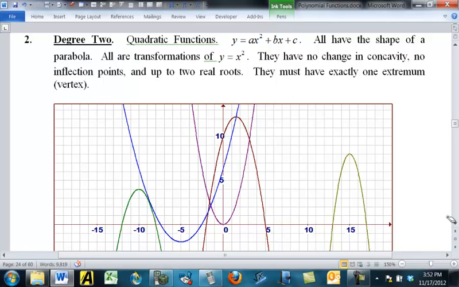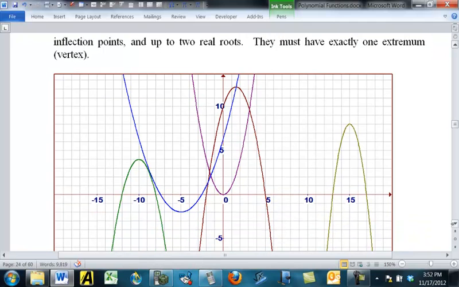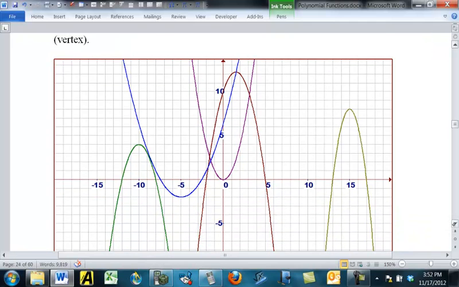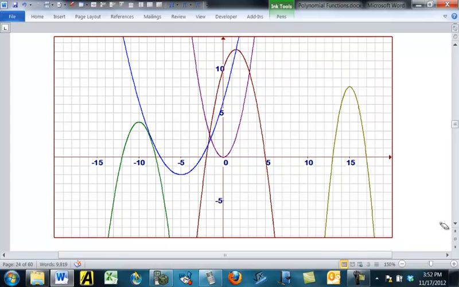There's no change in concavity, so no inflection points. And they have up to 2 real roots. It's either all concave up when a is positive or all concave down when a is negative. If a is positive, concave up, then that vertex is going to be the local and global minimum, whereas if a is negative, it's upside down, and there'll be a global maximum.